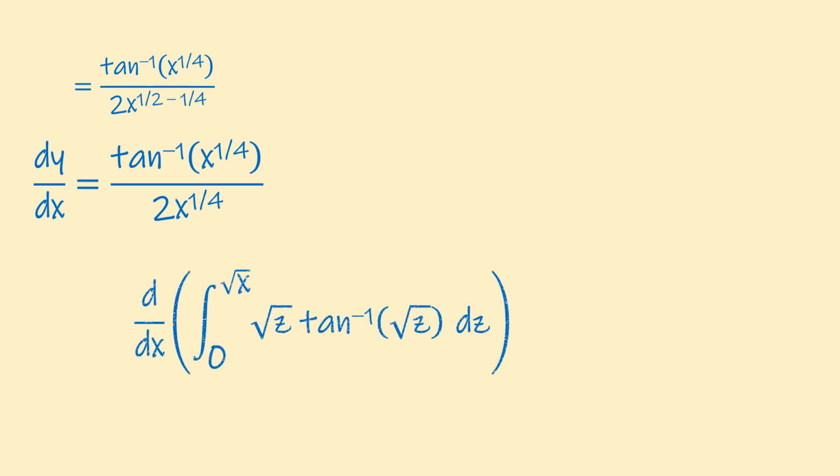Finally, the derivative with respect to x of the integral from 0 to the square root of x of the square root of z times the inverse tangent of the square root of z dz is equal to the inverse tangent of the fourth root of x divided by 2 times the fourth root of x.